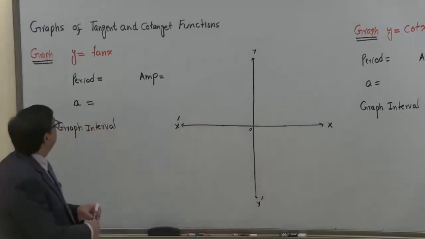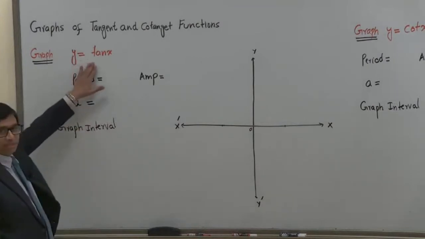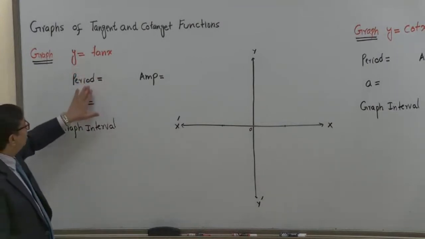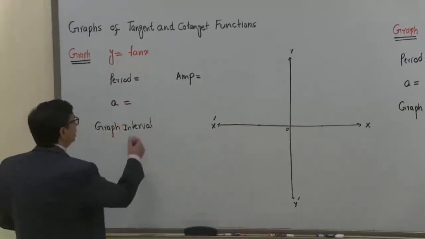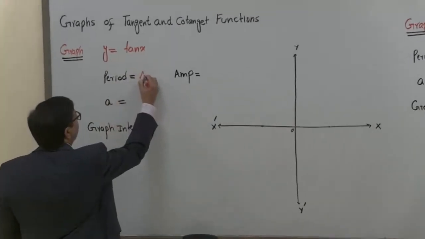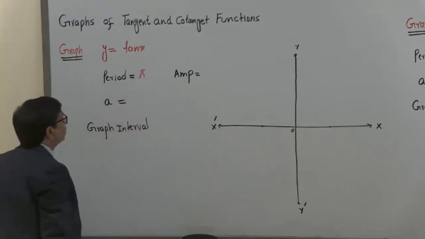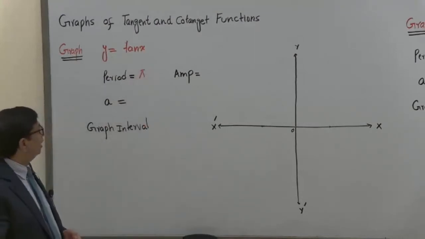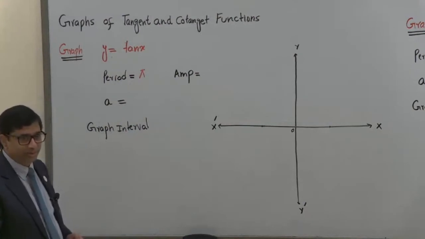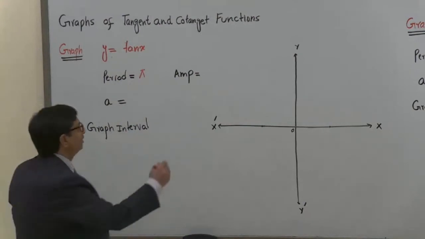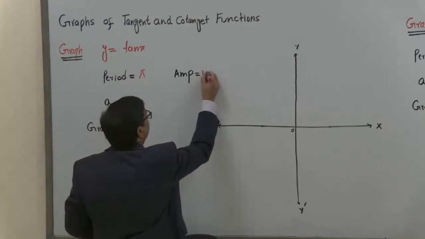Here you see the function is y equals tangent x. We need the period. You should remember the period for this function is pi, just like for sine and cosine the period is 2 pi. Amplitude: there is no amplitude. So amplitude is undefined.